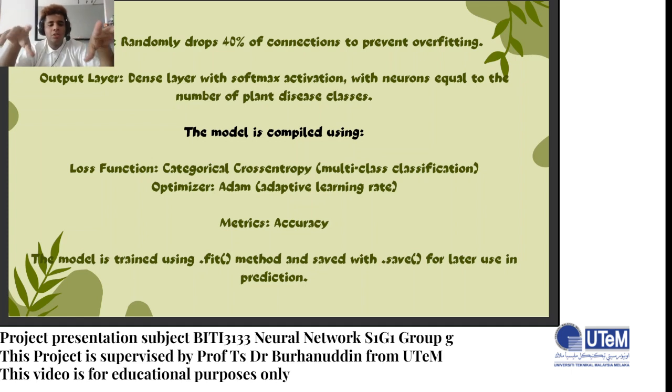Now the model is compiled using the loss function categorical cross-entropy, and the optimizer, which is Adam, with adaptive learning rate. The metric to evaluate the model is accuracy, and the model is trained using the .fit method and saved with .save for later use in predictions.